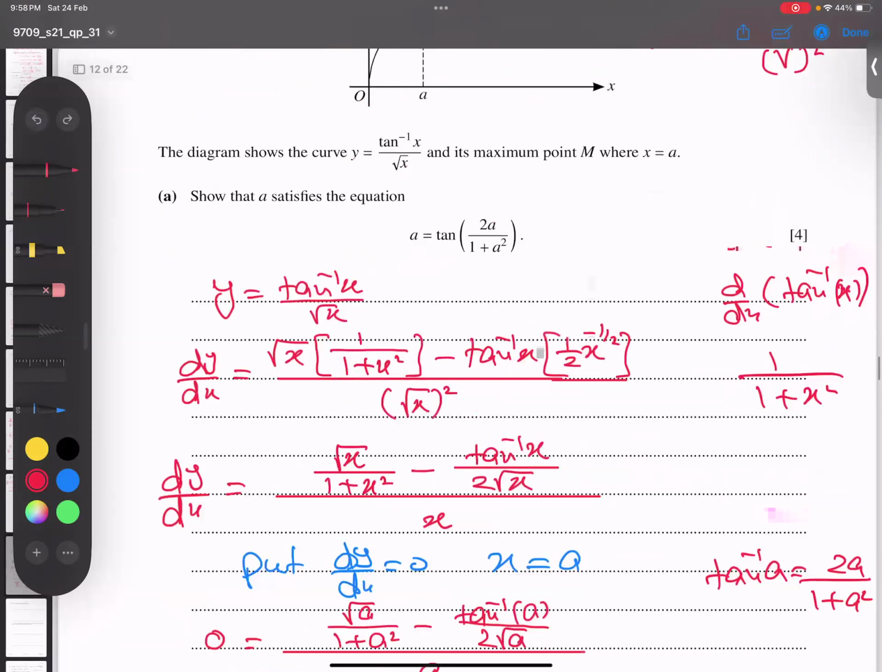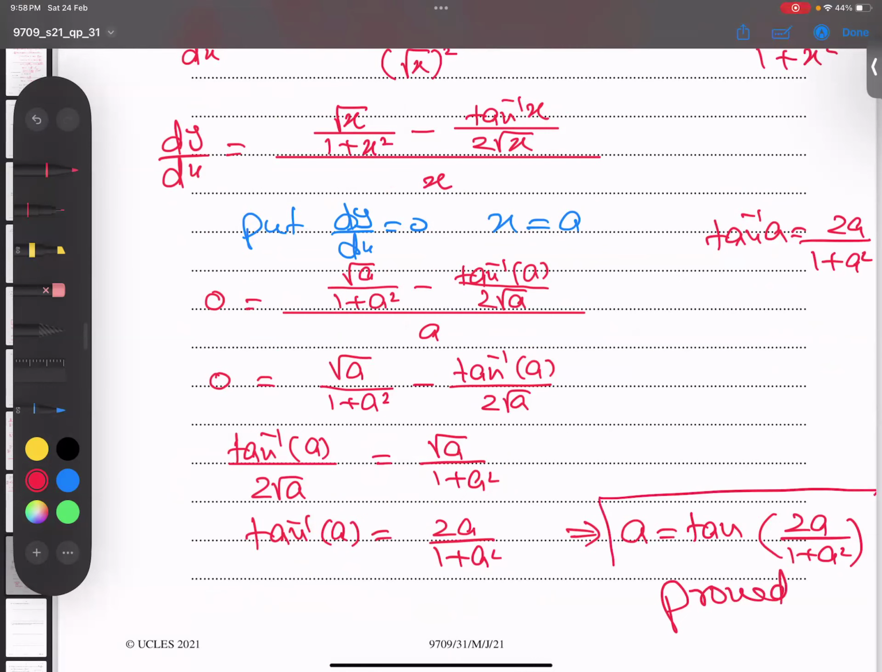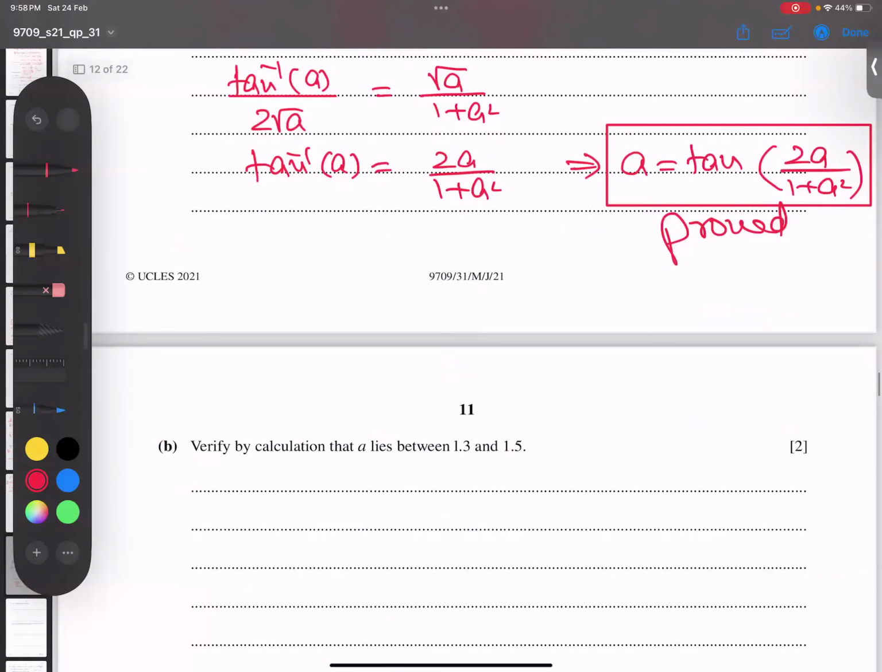So just bring tan on the other side, you know it very well. So tan inverse goes there, and I get a equals tan in the bracket 2a over 1 plus a square. Proved. Alhamdulillah Rabbil Alameen, we have done it. Yes, sorry, correct, matching.